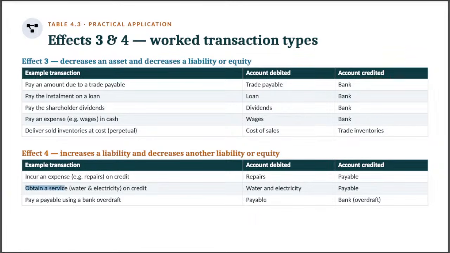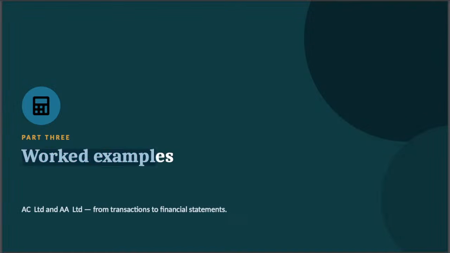So obtain a water or electricity service on credit. The account, of course, water and electricity, that's increased. And of course, the credit is payable. And pay a payable using a bank overdraft. Whew, yikes. So payable is the account debited because we decreased it there, and the account credited is the bank overdraft. Hopefully it never has to occur for any of our businesses. So let's get to the worked examples here.